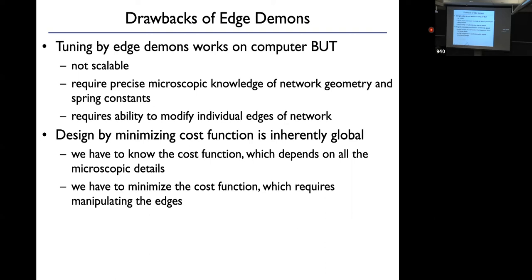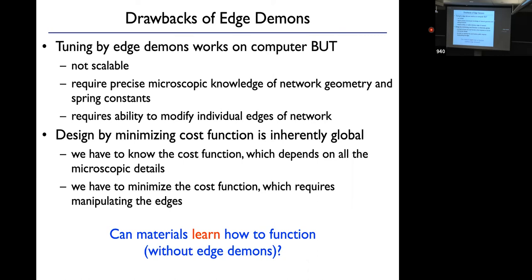Minimizing the cost function is inherently global. Doing gradient descent on it is a global thing. That's exactly what Glennis was getting at. And that's a problem. So what can we do? Can materials learn how to function without having these little edge demons, and without having a central processor to calculate the cost function and the gradient?